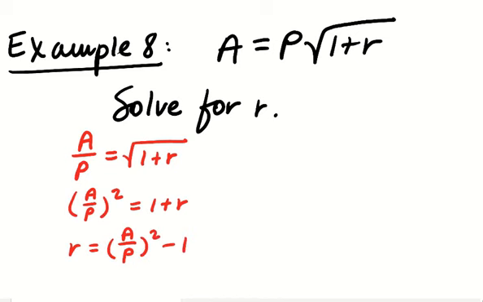Now, you could also write this. You could actually square the a and the p, right? Because a over p times a over p is a squared over p squared. However you like. And that's, I think, going to be all for today.